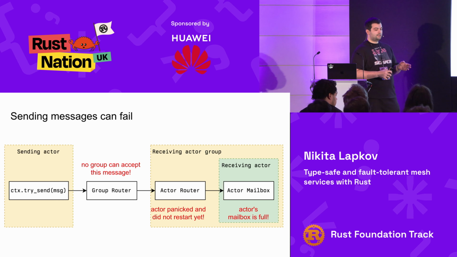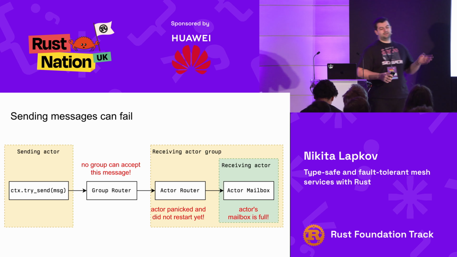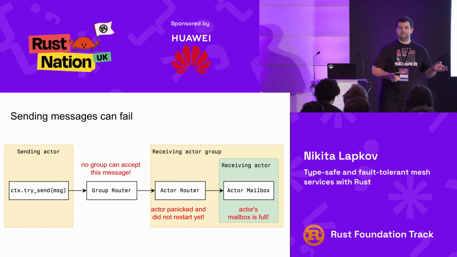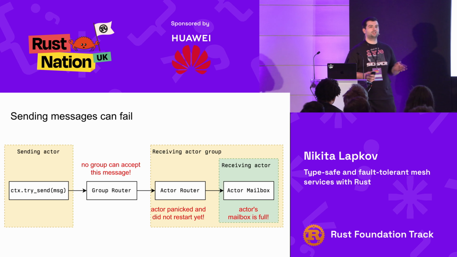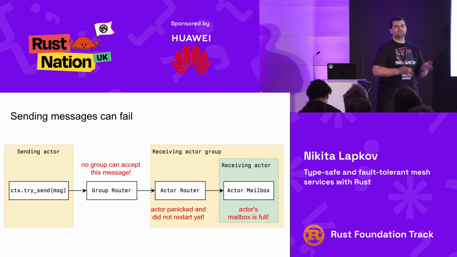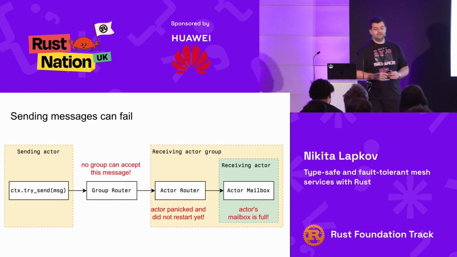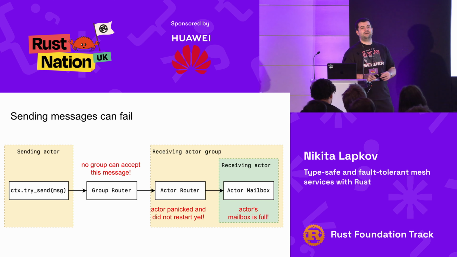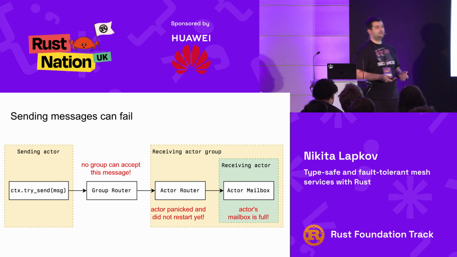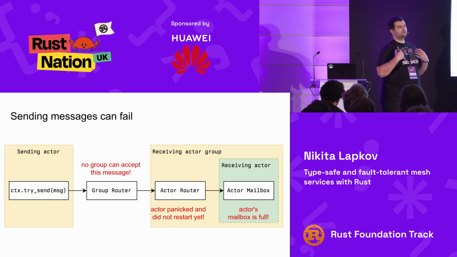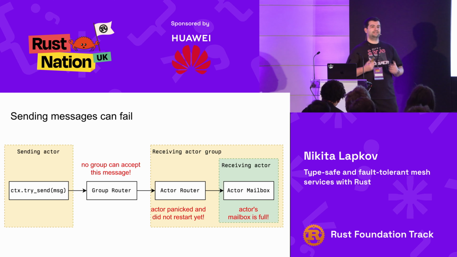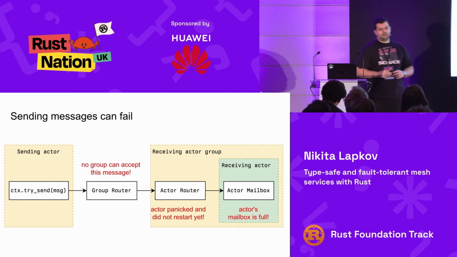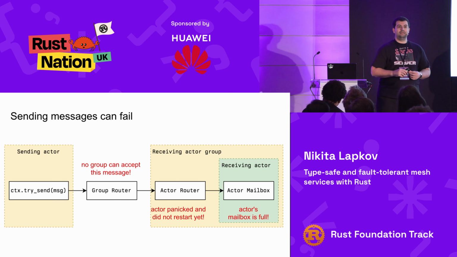But when you try to send a message, for example, the group router might decide that, hey, this message does not belong anywhere. I do not know which group needs to handle it. In the same way, the actor router might not be able to find an actor this message belongs to. For example, your actor for some reason panicked and was not restarted yet, so there is literally nowhere to send the message to. Finally, the actor's mailbox can be full.